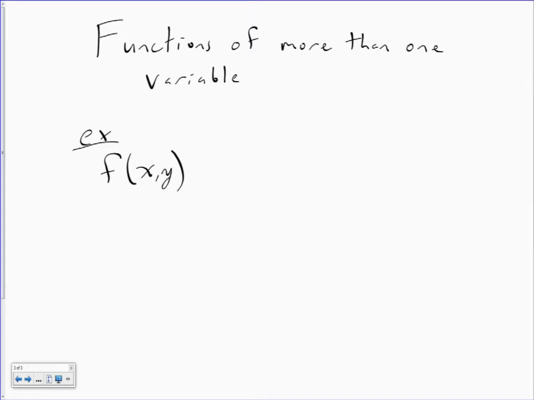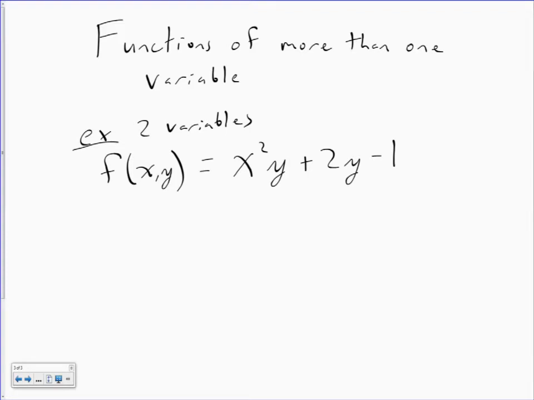So here's an example of a function of two variables. I would call it f of xy. I've chosen x and y for my variable names. And maybe it's x squared y plus 2y minus 1, say. So there's a function of x and y.